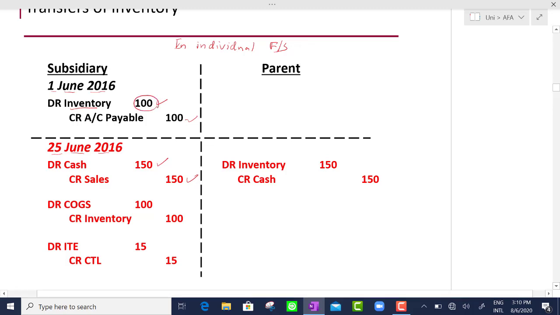Now you know that as per the matching concept, when the stock is purchased, it is an asset. When it is sold, then it becomes the cost of sales. So now the inventory account has 100. Therefore, from the inventory account it should be transferred: inventory account credit 100, cost of goods sold account debit 100. Right? When you sell the inventory, then you recognize the expense. Inventory account credit, cost of sales account debit. Okay?